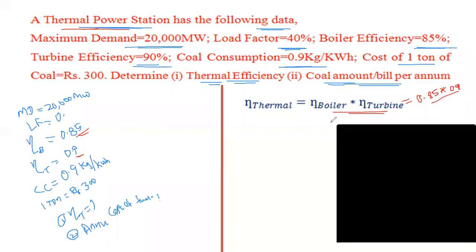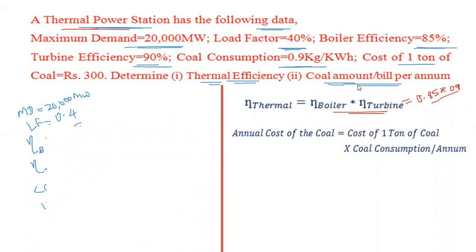Next, we want to find out the coal amount or coal bill per annum, that is the annual cost of the fuel. Here in the thermal power plant, the fuel we are using is coal, so how much is the annual cost of the coal? The formula is the cost of 1 ton of coal into coal consumption per annum. For 1 ton of coal, the cost given in the problem is 300 rupees. How much coal is utilized to generate the power? That is maximum demand 20,000 megawatts. We need to generate for 1 year.